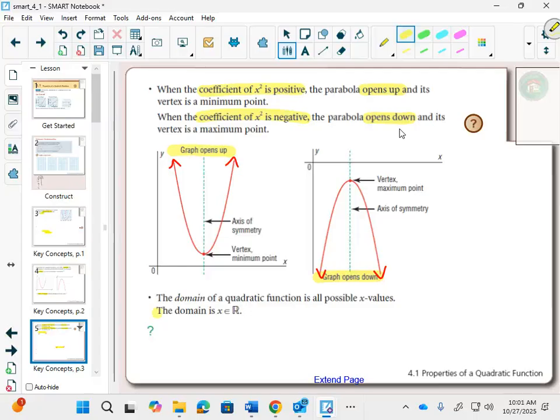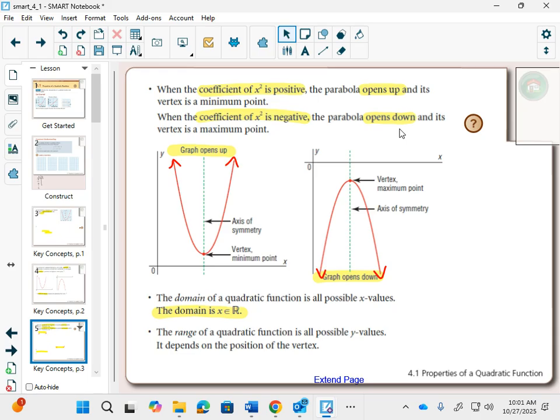Does it make sense that the domain is everything? There's no number you're not allowed to square. You can plug any value of x into any parabola. But the range is going to depend on where your vertex is. Unlike a line where the range was everything, the range of a parabola isn't everything. It depends on your vertex.